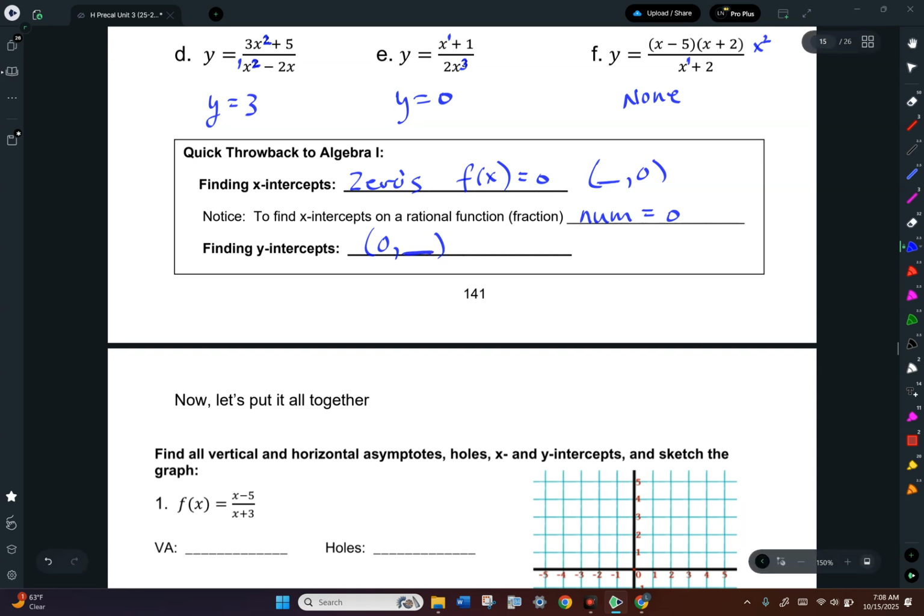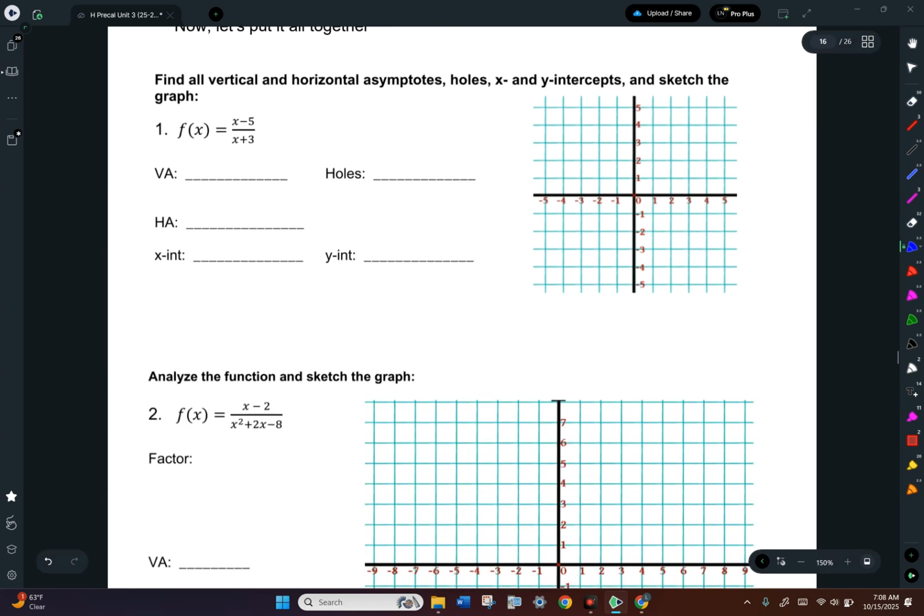Okay. So let's put it all together. We're going to find all the vertical asymptotes, the horizontal asymptotes, the holes, any x or y intercepts, and we're going to use all of that to sketch the graph. All right, so vertical asymptote, the denominator would be 0 when x equals -3. There are no holes because there are no factors that are going to cancel out. And I can tell there's a horizontal asymptote because the degrees are the same. I look at the coefficients. So there's a horizontal asymptote at 1/1. So let's put that on.